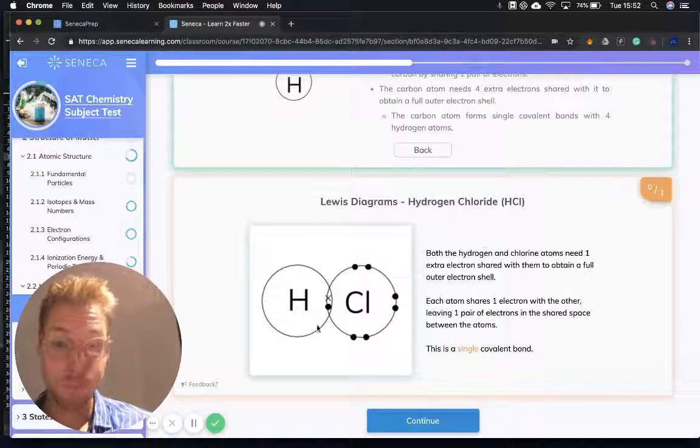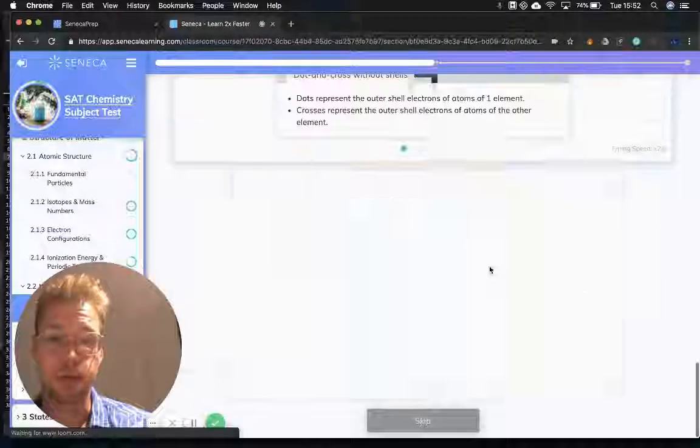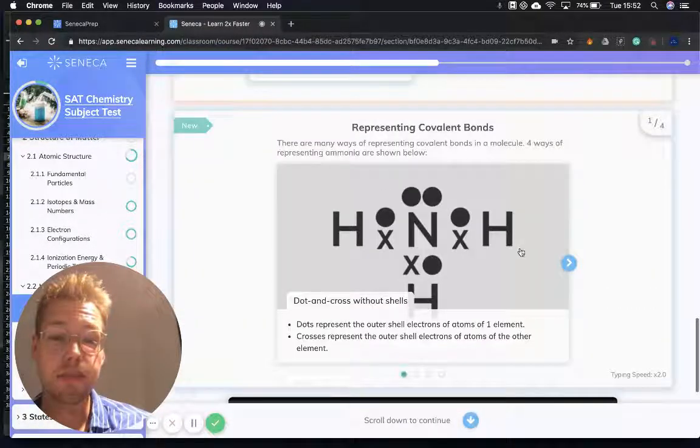Boom, boom. So another example would be HCl. That's going to be a single bond. Pretty much like hydrogen, it likes its single bonds. Boom.